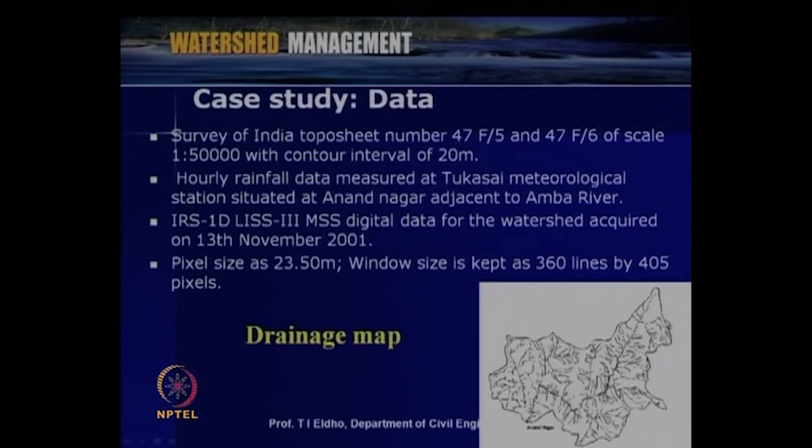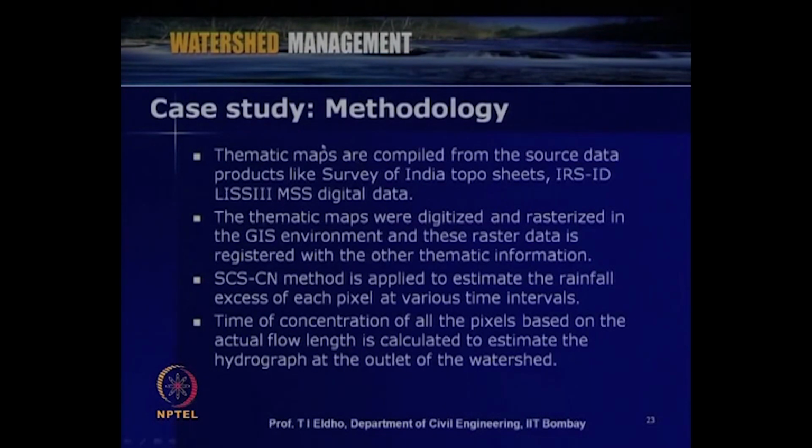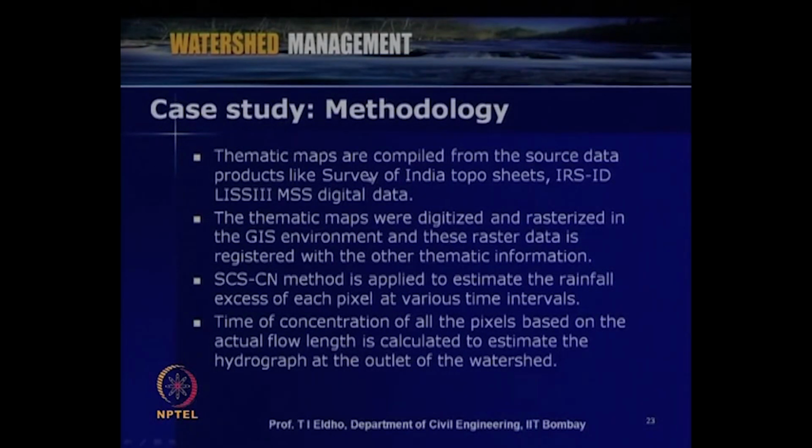This is the drainage map of the Amba watershed. Here there is a major stream going like this, and these are some of the minor streams within this watershed. This is predominantly a forested area, and some agricultural land is there in this region. The methodology which we used within the GIS environment is explained in this slide.